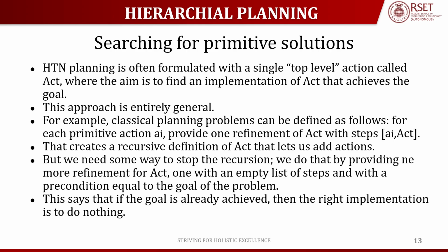But we need some way to stop the recursion, right? We do that by providing more refinements for ACT, one with an empty list of steps and one with a precondition equal to the goal of the problem. This says that if the goal is already achieved, then the right implementation is to do nothing. That is, if you're already at the destination, you don't need to walk anymore. For example, if you're already in the class, then do nothing.